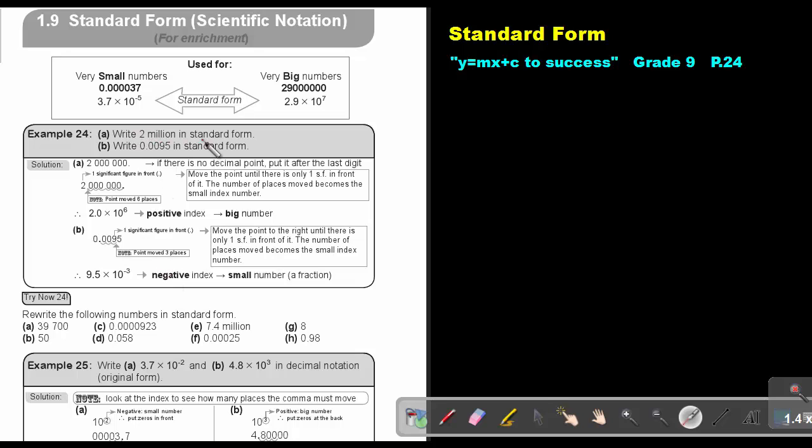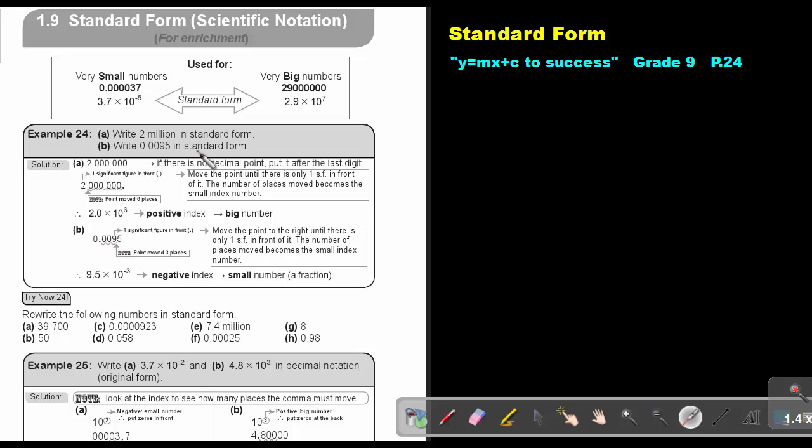Write 2 million in standard form. First write 2 million. If there's not a point, it's at the last digit, just behind the last digit. So I must move this point until there is just one significant figure in front of it. So I'm starting to move. 1, 2, 3, 4, 5, 6. So I moved it 6 places.